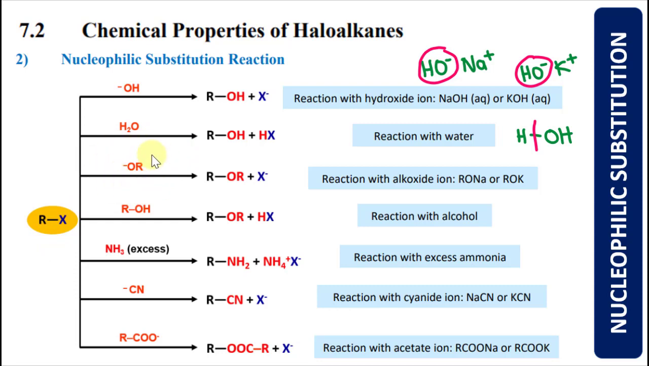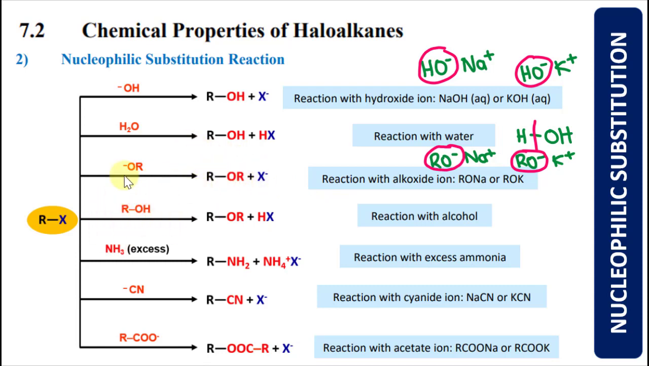The third nucleophile that we have here is the alkoxide ion. For the reaction with alkoxide ion, the alkoxide ion can be formed from the sodium alkoxide, which is here we have the alkoxide ion and sodium ion, or from the potassium alkoxide. Here we have the alkoxide ion and potassium ion. So our nucleophile in this case is the RO minus group. The RO minus group will replace the halogen, and the halogen will become the halide ion as a leaving group. So this reaction will give us an ether.